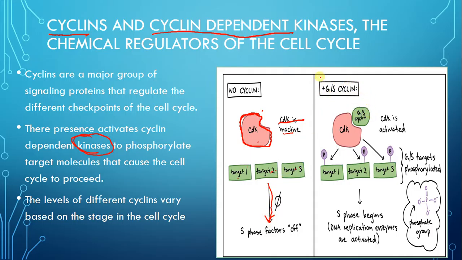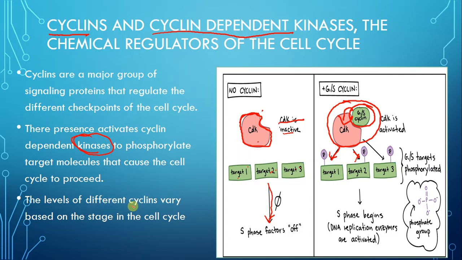Well, at the right time, when all those factors are checked off, a cyclin binds with the cyclin-dependent kinase to form a cyclin-CDK complex. Then this cyclin-dependent kinase becomes active. It can phosphorylate these different targets, and the S phase can begin. DNA replication can start.